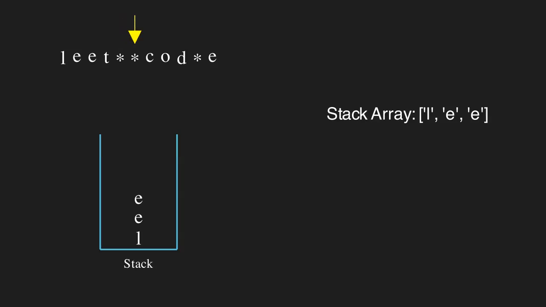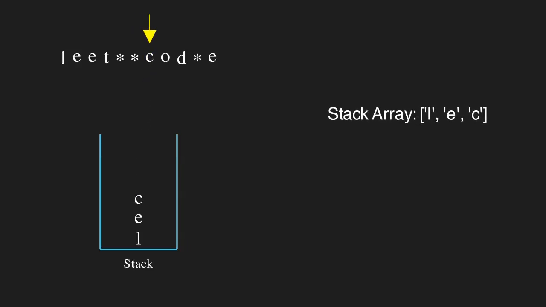With the stack at L, E, E, we read another star. We apply the deletion rule again, targeting the most recently added character. We execute a pop operation, removing the E from the top of the stack. Our stack shrinks, and the new intermediate state is just L and E. The stack currently holds L and E.